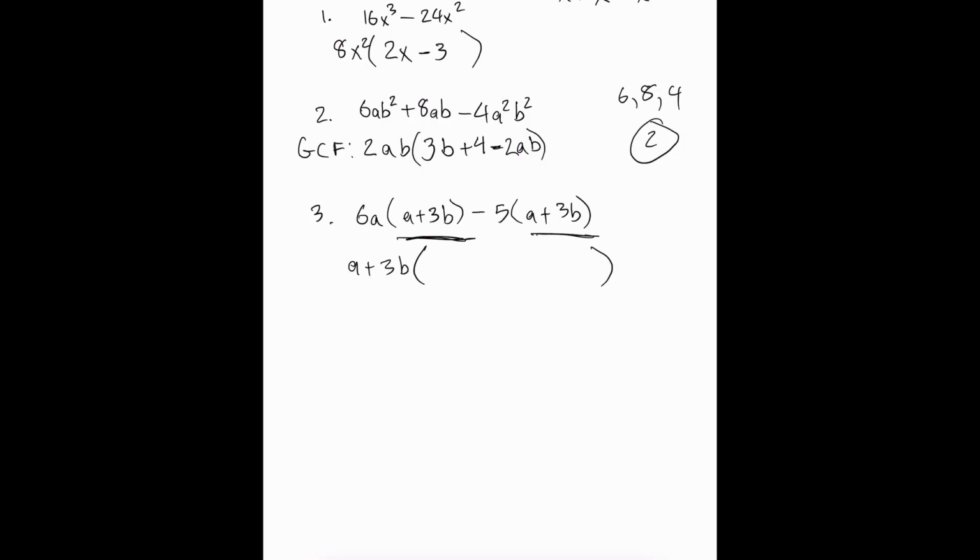And then we ask ourselves, A plus 3B times what gives you this entire term here? Well, we already have the A plus 3B, so the only thing that we're missing is the 6A. So we put the 6A down, and then same thing. A plus 3B times what gives me negative 5 parentheses A plus 3B? Well, that's just missing a negative 5. Therefore, our factored term would be A plus 3B times 6A minus 5. And that would be your final answer.